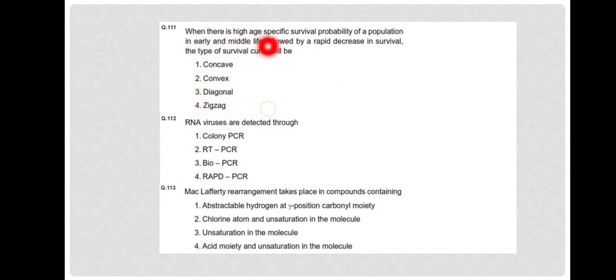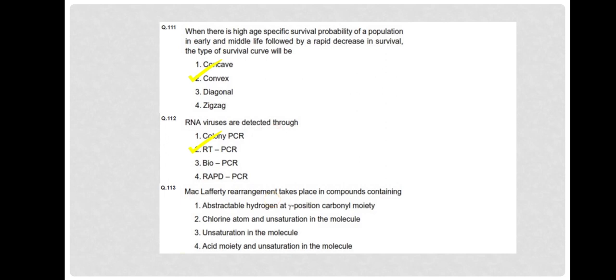Next, question number 111. Where there is high age-specific survival probability of a population in early and middle life followed by a rapid decrease in survival, the type of survival curve will be, answer is convex. So in this type of survival, the survival curve will be convex in nature. Next, question number 112. RNA viruses are detected through, answer is RT-PCR, that is real-time PCR. So real-time PCR is used to detect the RNA virus.